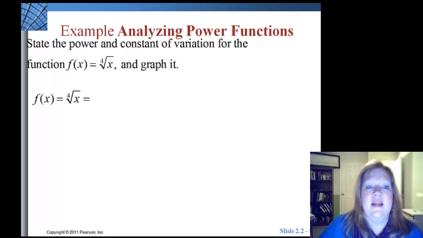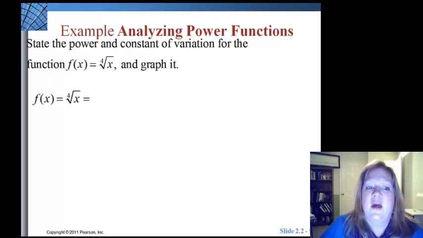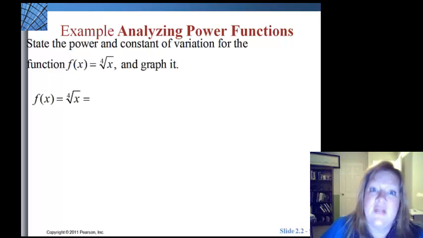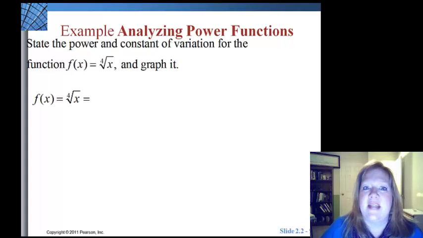All right, analyzing power functions. Their graphs look a little funky, and we're going to get more into the graphs tomorrow. But they say to state the power and constant of variation for the function, fourth root of x, and graph it. Your book also tells you to say whether it's even or odd. The constant of variation is kind of hard to come up with. You need to express this as a power.